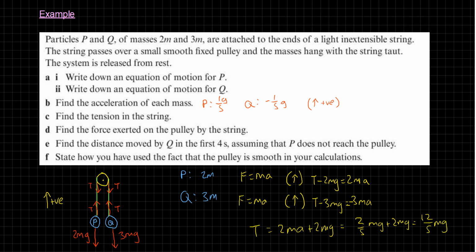If you want to, you can take a moment and also try the other equation, and it should work in both cases. If I replace this A with minus 1/5 g, you should end up with the same answer. Or I should say, sorry, 1/5 g in this case. Cool. 12 over 5 mg.